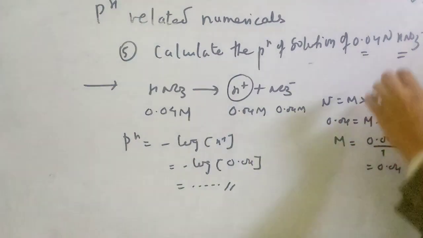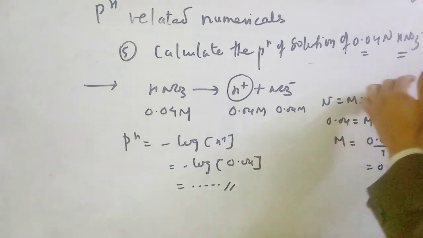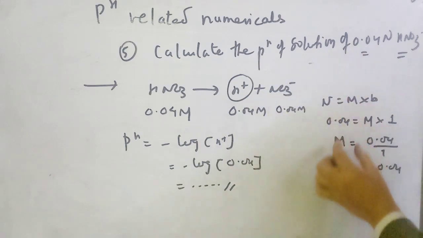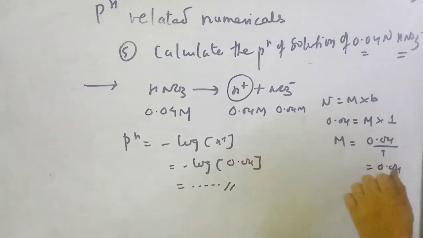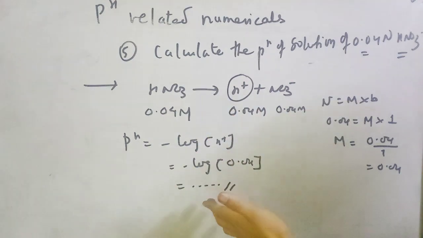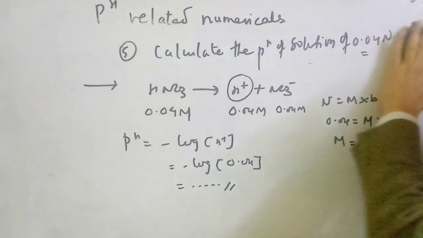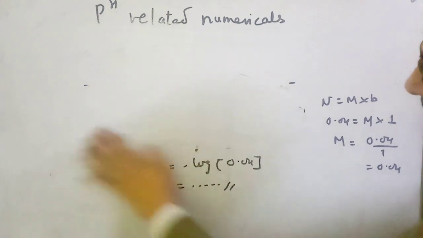In case of a monobasic acid, you can easily say that normality equals molarity. Then the molarity will be the same, and the H plus value is also the same here. So you can put the H plus value and get the result. So this is the idea how to calculate pH of the solution of 0.04 HNO3.